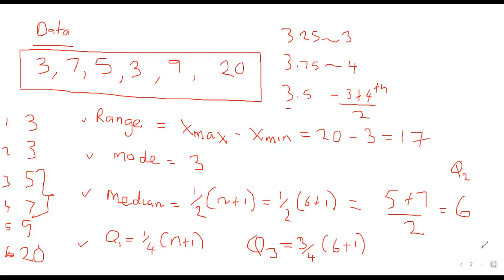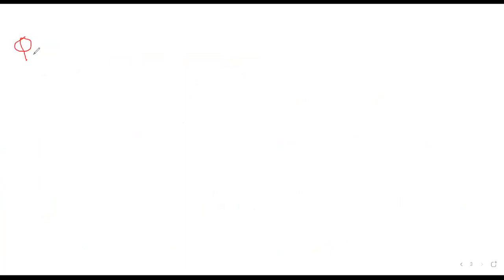So Q1 therefore is a quarter of 7. So a quarter of 7 will give us 1.75. So we round off this one to the nearest whole number. What number are we going to consider? The second value.